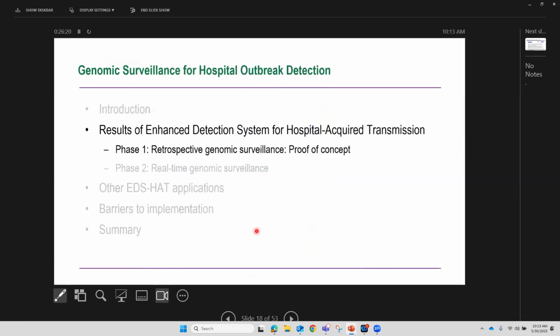So first, as I mentioned, we ran EDSAT retrospectively. So we would sequence not in real time, but every 6 months. And that would allow all the outbreaks to play out while we were basically doing reactive sequencing per our infection prevention requests. This was basically proof of concept. Does this work or not?